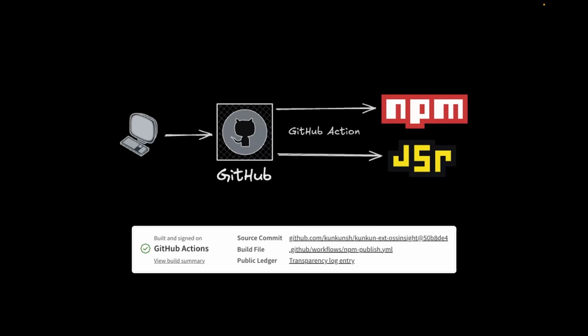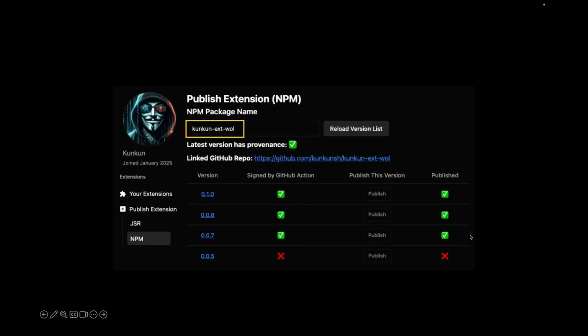Extensions must be first published as a package to NPM or JSR via GitHub Action in order to obtain a provenance record. And this is a provenance record on NPM. And after publishing the package to NPM, you can go to our website, log in with GitHub, enter the package name, and then choose the version to publish.